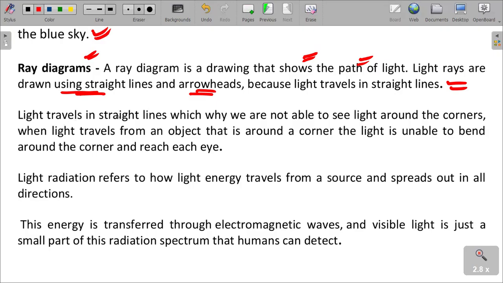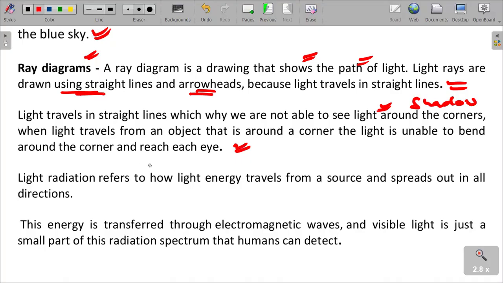And then light travels in straight lines, which is why sometimes we are not able to see light around corners. When there is a corner, it is usually in a shadow because the light cannot bend. When light travels from an object around a corner, the light is unable to bend around the corner and reach the eye. So light travels in a straight line and it cannot get into corners.